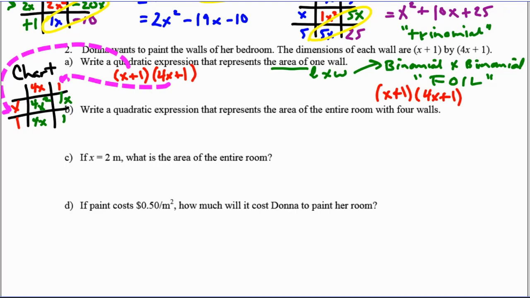So we have an expression of, now you can combine these, and we will have an expression of 4x squared. Well, what's 4 plus 1? 4 plus 1 is 5 x's, and finally plus 1. Okay, so that's using your chart method. You're welcome to do that if that makes sense to you.